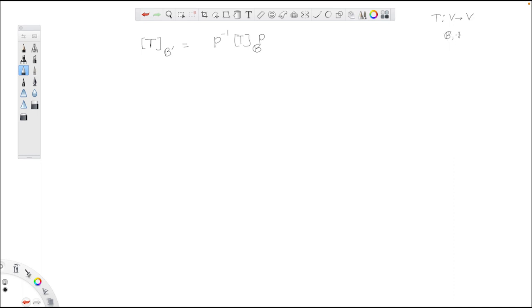So here B and B prime are ordered bases of the vector space V. All right, and we also studied its proof, the proof of theorem 4. So in this last segment, we are going to study an example based on the application of theorem 4.